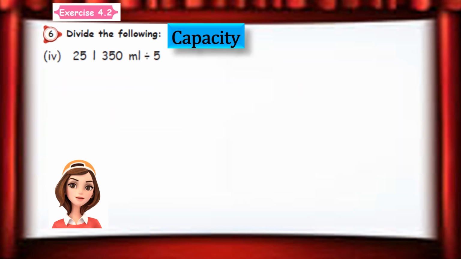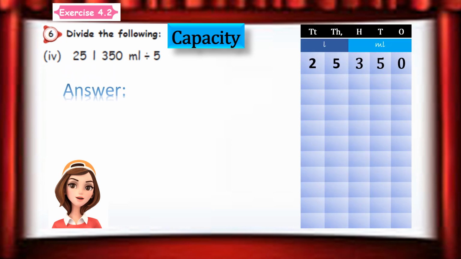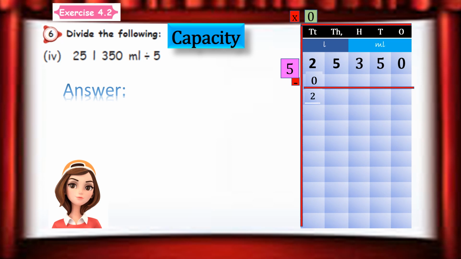so fourth sum, 25 liter 350 milliliter divided by 5. So this is also a very easy sum. So let us start. Here is the tabular column. Fine. So draw the lines and then 5 is the divisor. Fine. So let us select the first digit 2. 2 is not in the 5 times table, isn't it? So start with 0. 5 zeros are 0. Right? So after subtraction, 2 minus 0, what? 2.